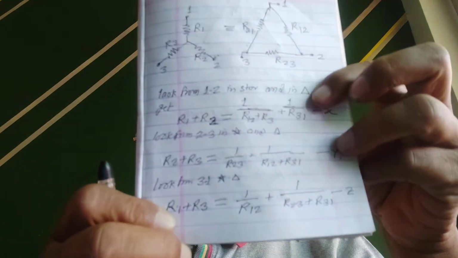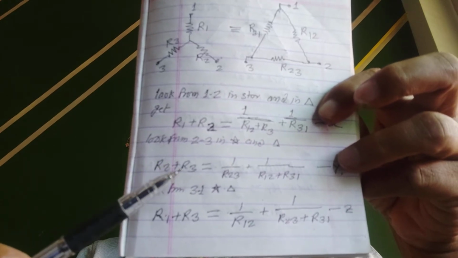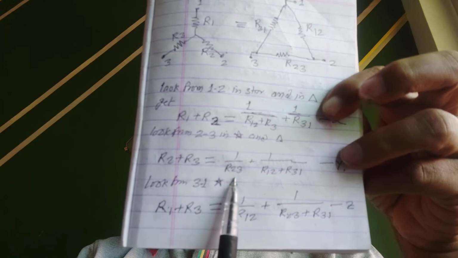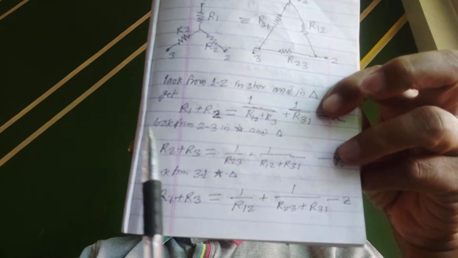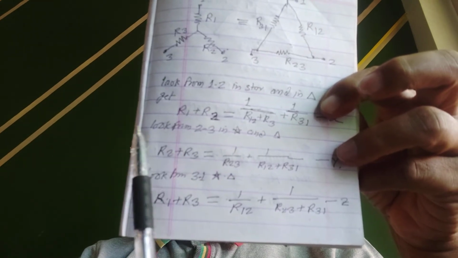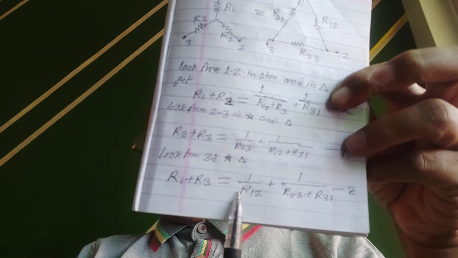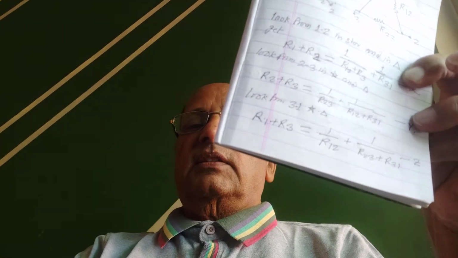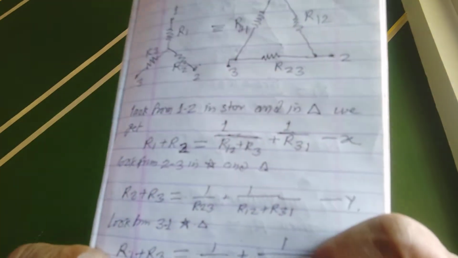I have given you the equation for terminal number 1 and 2, in which R1 plus R2 is equal to 1 upon this, because this is in parallel with this series combination. So this is the one equation for terminals 1 and 2, and when we look from terminals 2 and 3, this is the equation, and when we go for the third, then this will be for the third. So this will be the equation writing method.